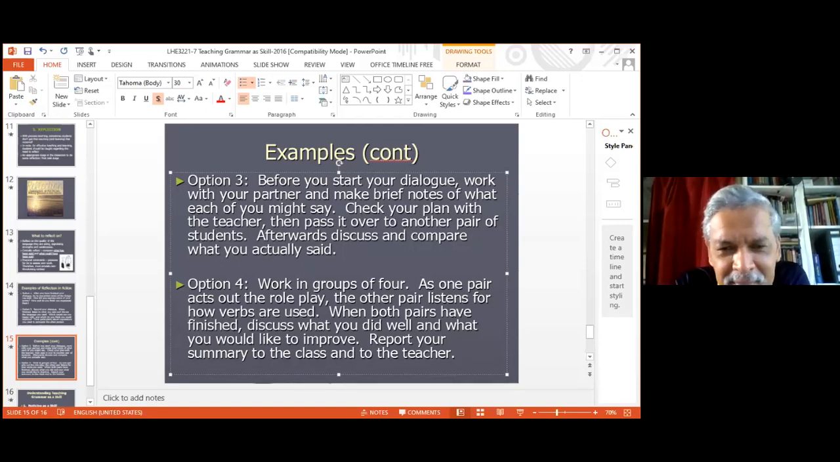Work in groups of four as one pair acts out the role play. The other pair listens for how verbs are used. When both pairs have finished, discuss what you did well and what you would like to improve. Report your summary to the class and to the teacher. So this is also something that can be done.